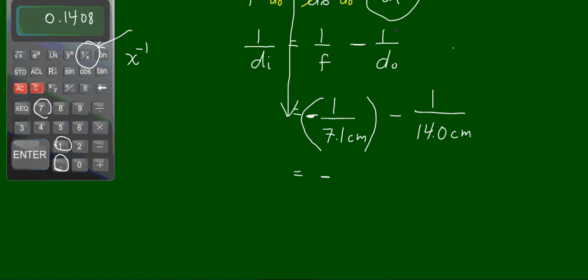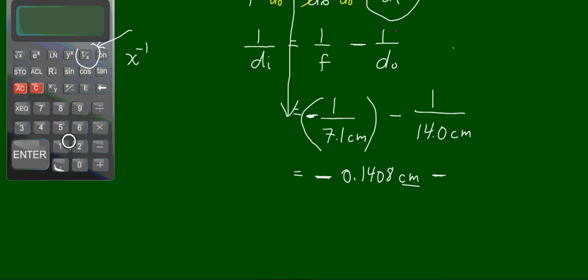I have to remember to keep my negative sign because it is a virtual focal point, and all virtual objects or items in diverging lenses or converging lenses are addressed with a negative sign. So if I have negative 0.1408, remember you must have a unit that goes with the number, otherwise the number portion is rather meaningless. And I want to subtract from that 1 over 14.0. In this case then, I would do the same thing as before.